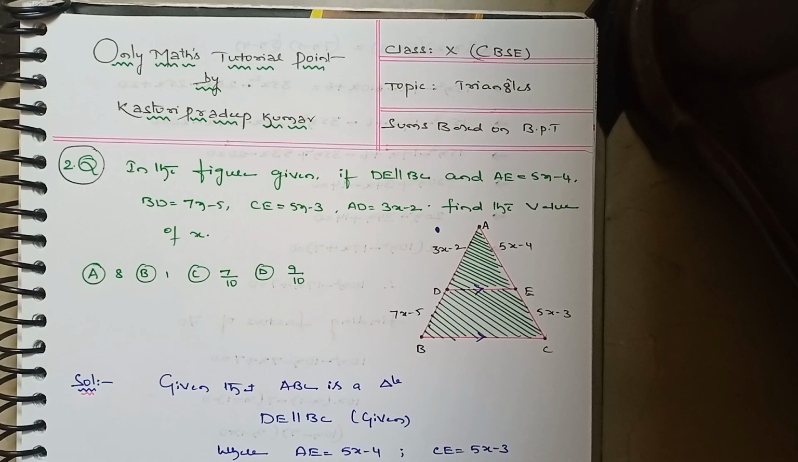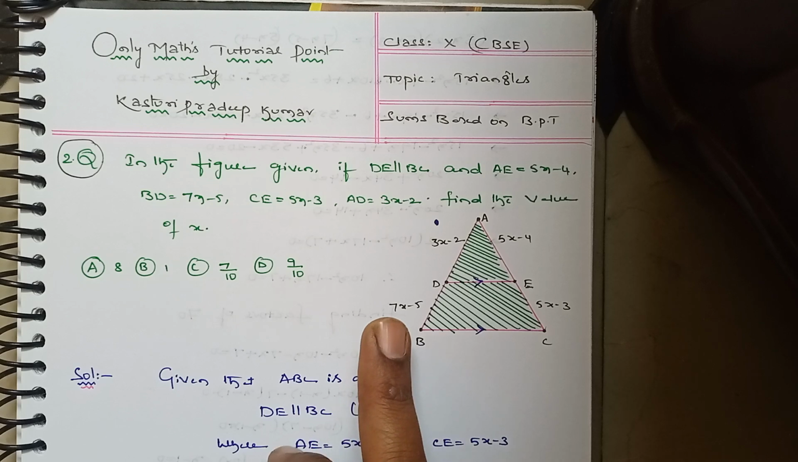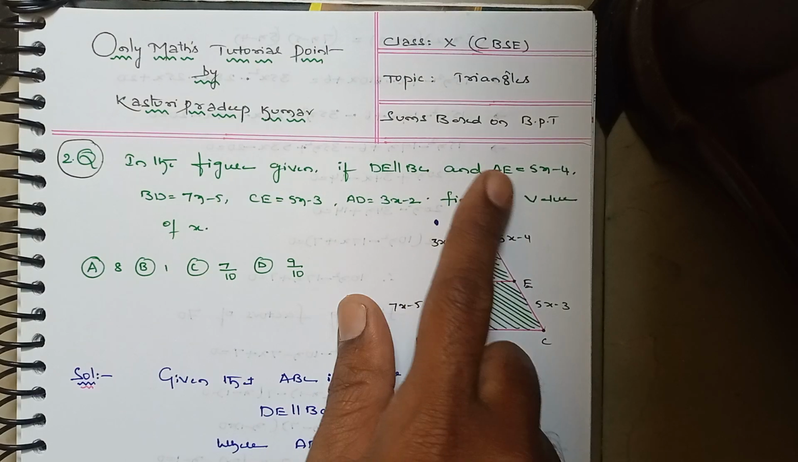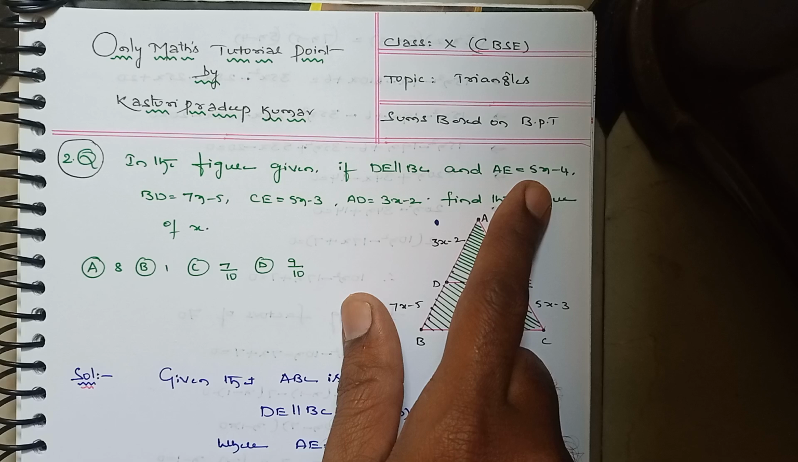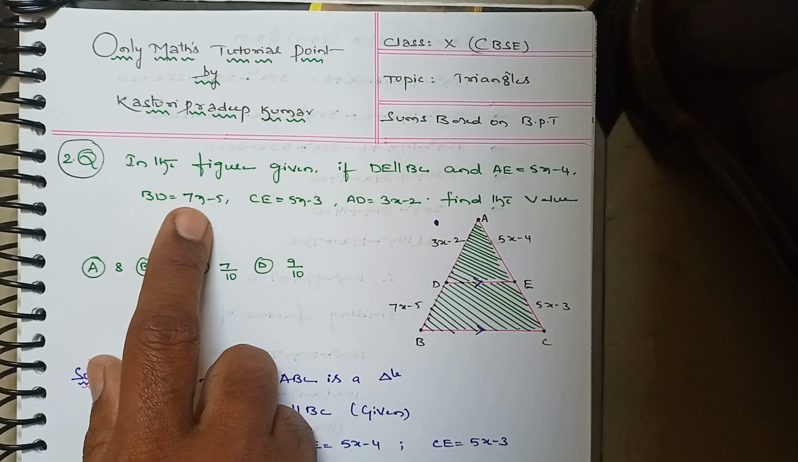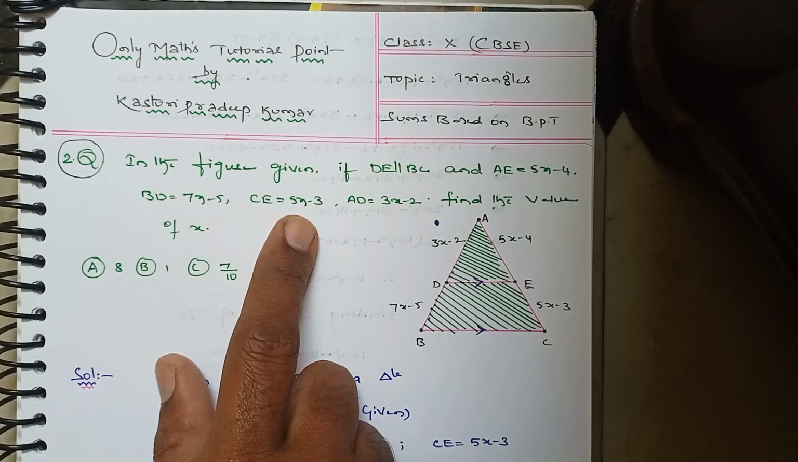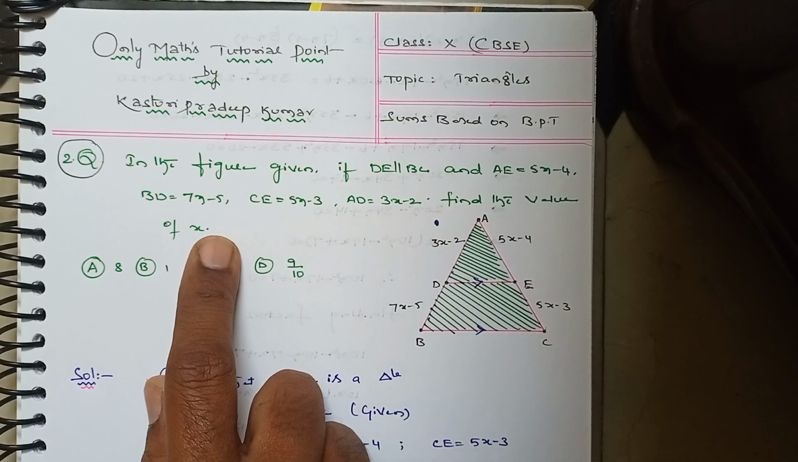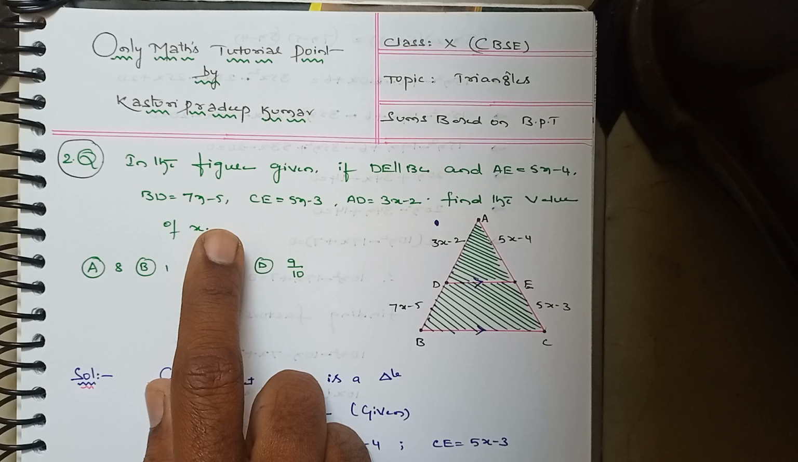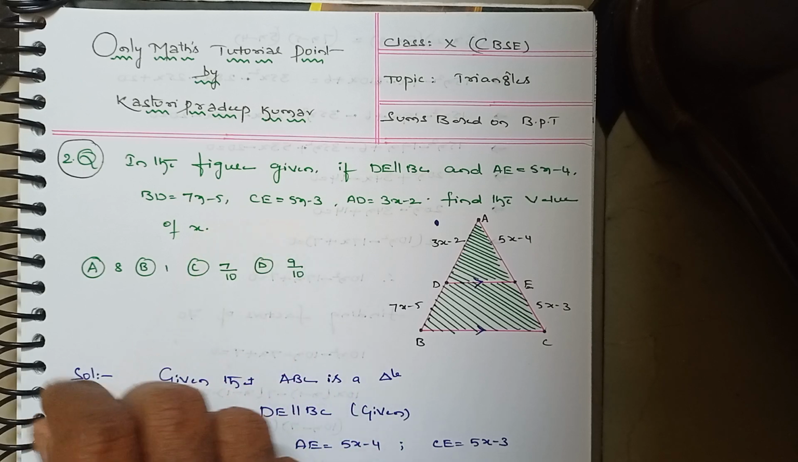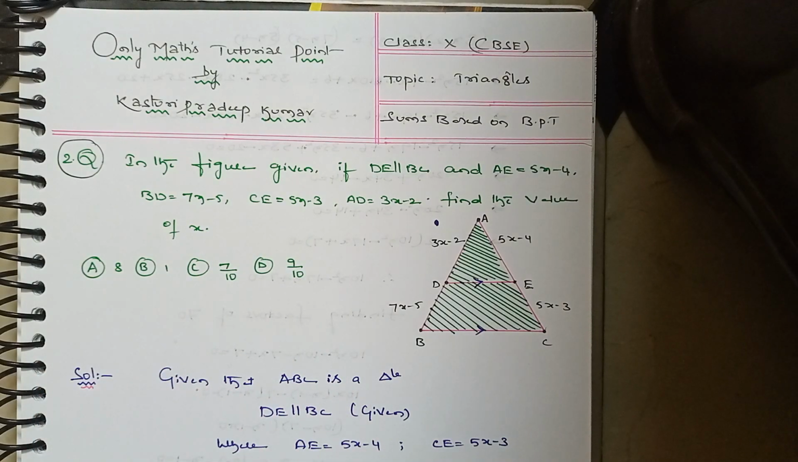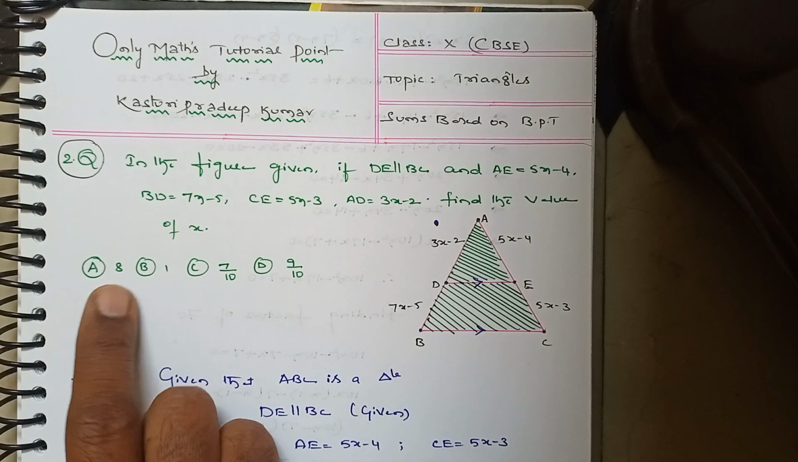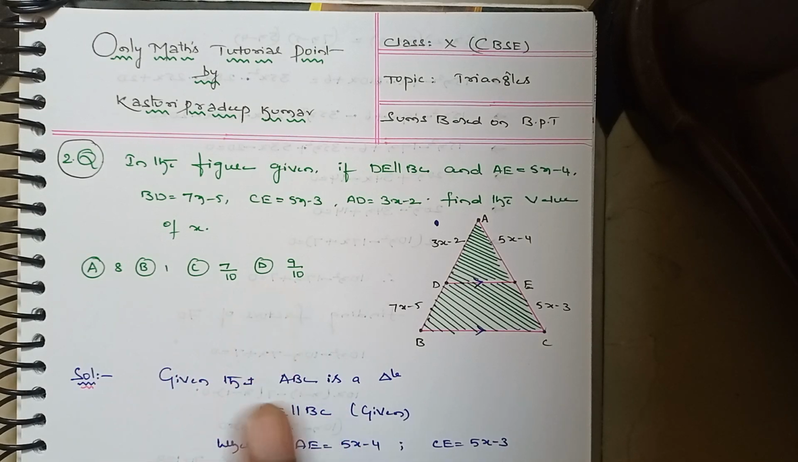So here the second question, what is given? In the figure given, if DE is parallel to BC and AE is equal to 5x minus 4, BD equal to 7x minus 5, CE equal to 5x minus 3, AD equal to 3x minus 2, then find the value of x. Okay, by using BPT we need to solve this sum and find the unknown value, that is the x value. And the options given are 8, 1, 7 by 10 and 9 by 10.